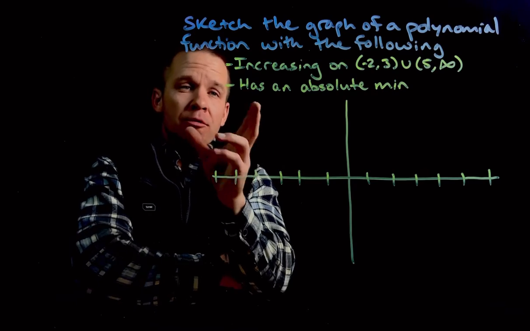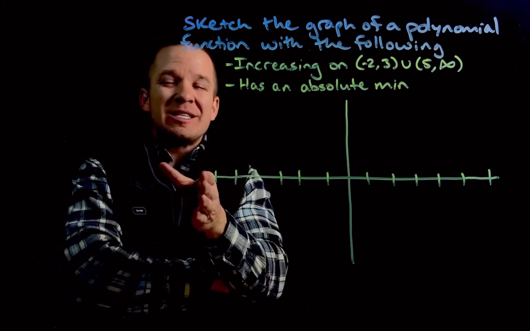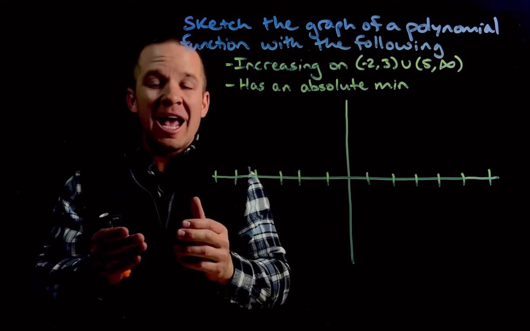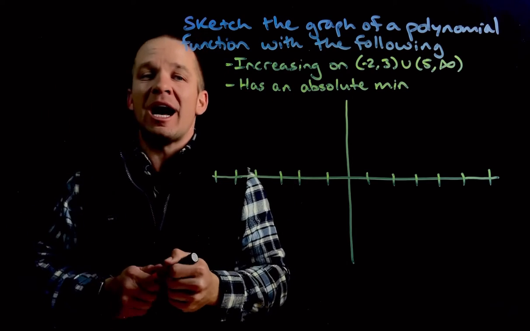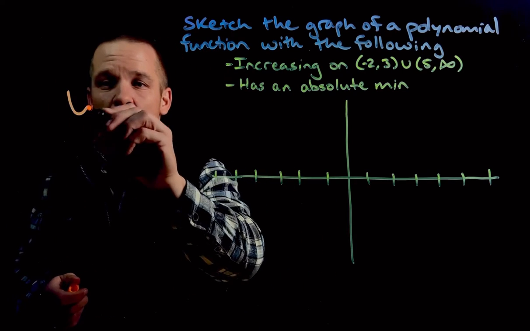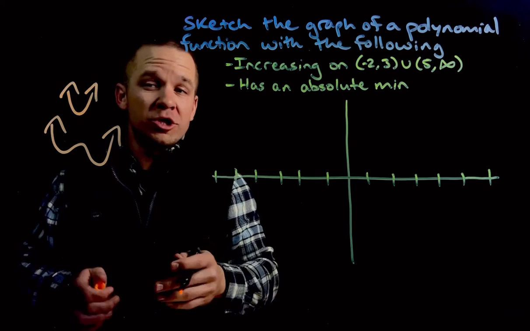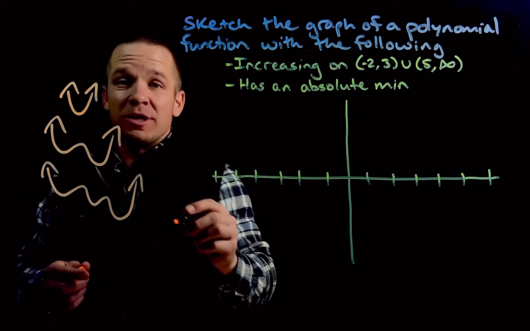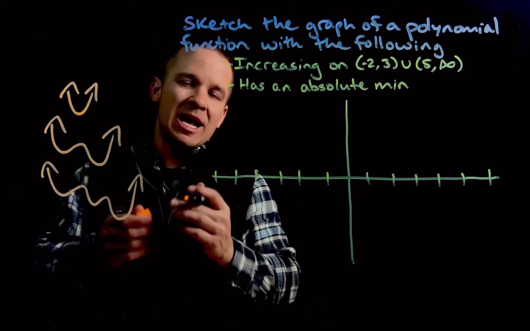Interesting. Well, first off, if it has an absolute minimum, what does that tell us? What does that guarantee? It's an even degree function, and it's positive. So it's going to be going up on both sides. Whether this thing is a quadratic like this, or perhaps a quartic function, degree 4, or even degree 6, it's something like that. It's positive, and it's an absolute minimum.